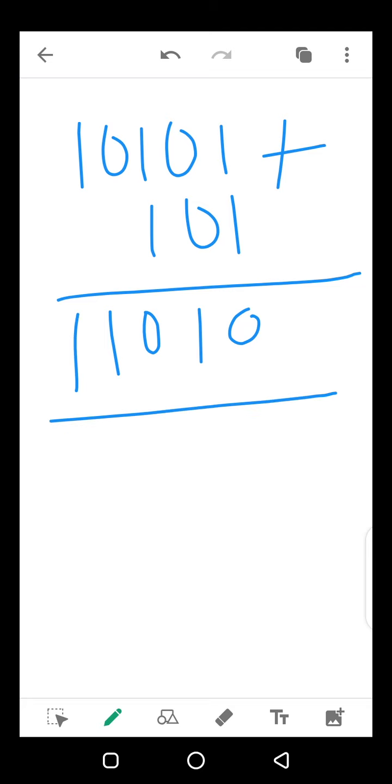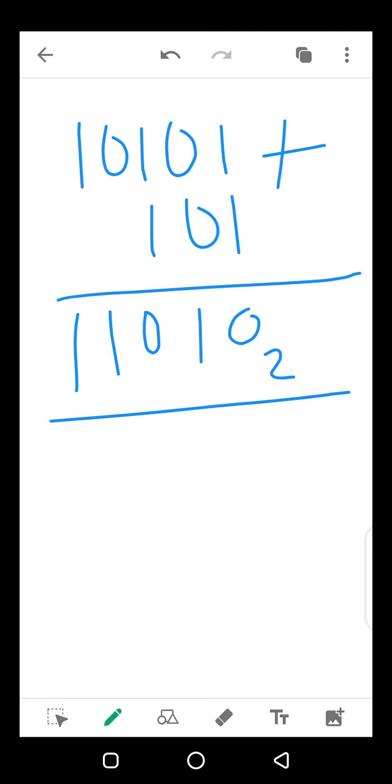So what we are going to have is 11010 in base 2. When we add 10101 and 101, what we are going to get is 11010 in base 2. So this is the answer.